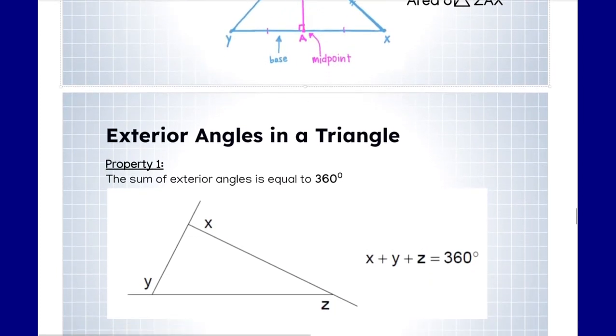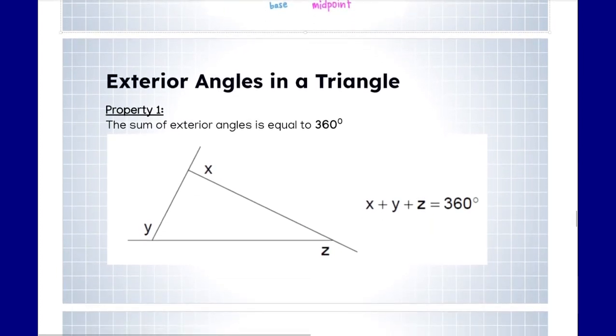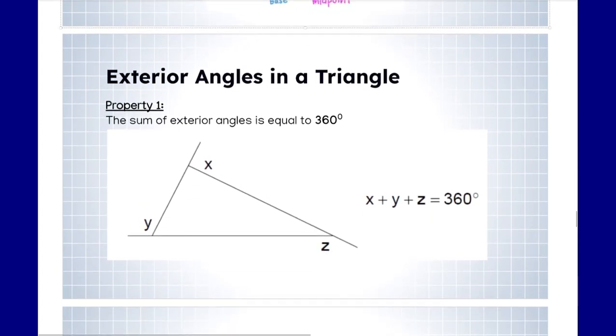Moving on from triangle rules, we're going to go back to angles, but look specifically at angles in a triangle. The first one, we're going to be looking at the exterior angles. The first property of the exterior angles in a triangle is that the sum of them has to equal 360.